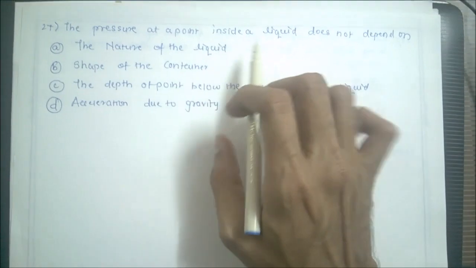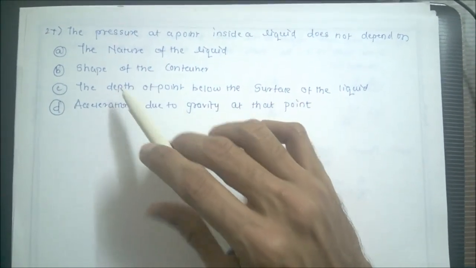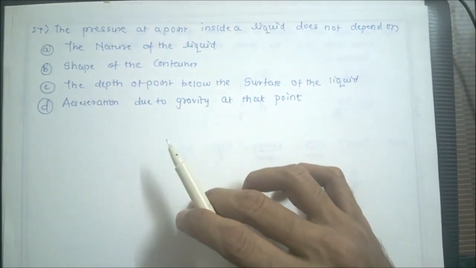The pressure at a point inside a liquid does not depend on: A. Nature of the liquid, B. Shape of the container, C. The depth of the point below the surface of the liquid, or D. The acceleration due to gravity at that point.